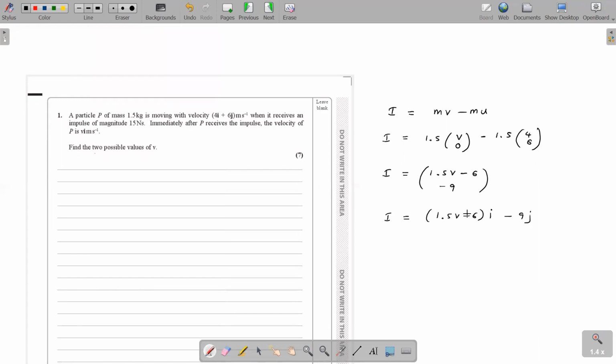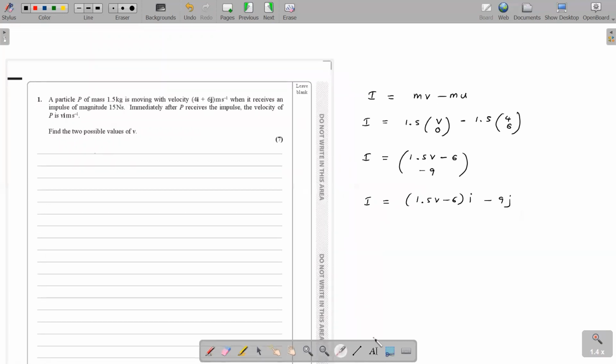This is my impulse. So now what we do is we square the components and take the root of it and find the magnitude. So that's how we find the magnitude. To get the magnitude, (1.5 v minus 6) whole thing squared plus (minus 9) squared, and then we root it. This is how we get the magnitude. The magnitude of the impulse is equal to 15.